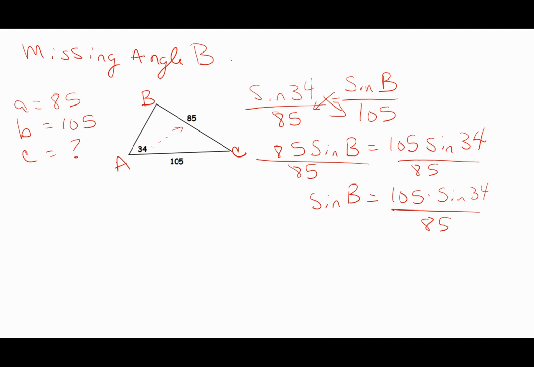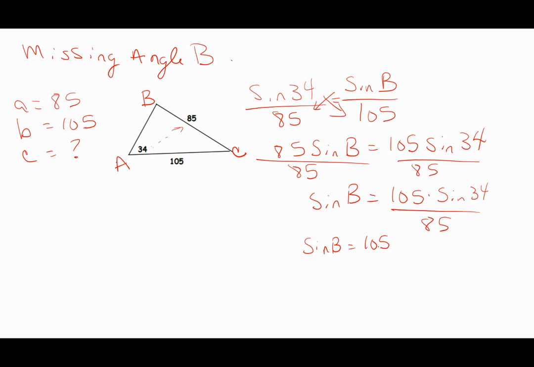So let's figure out what is the sine of 34. We know it's a decimal value, but we don't remember exactly what it is. So the sine of 34 is 0.5592.